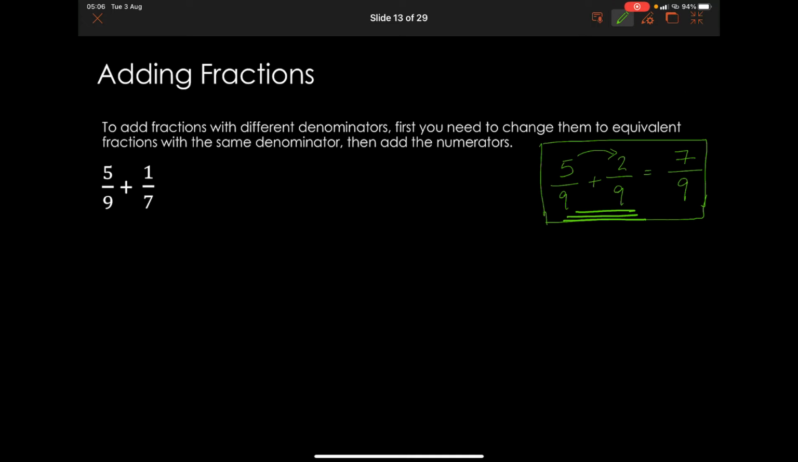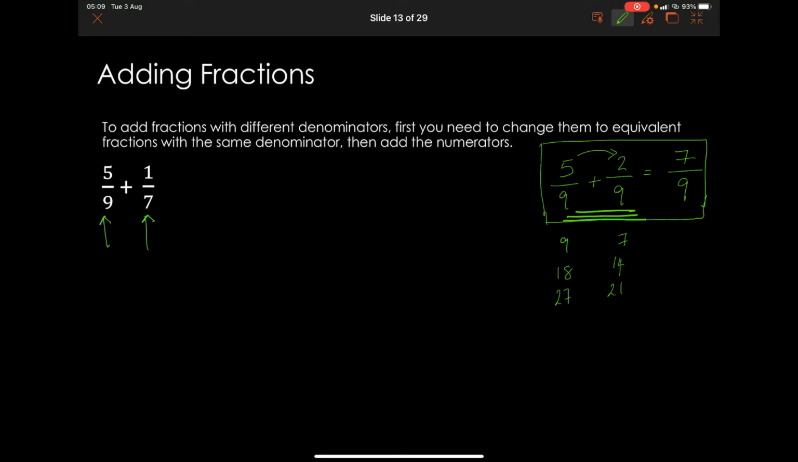One way is to think, okay, what number do both 9 and 7 go into? And you might know that, and you might not. If you do know that, if you think, okay, what is the lowest common multiple of 9 and 7? You could write out the 9 times table, and you could write out the 7 times table until you got to a number that was in both.